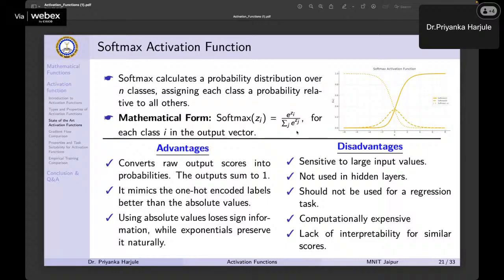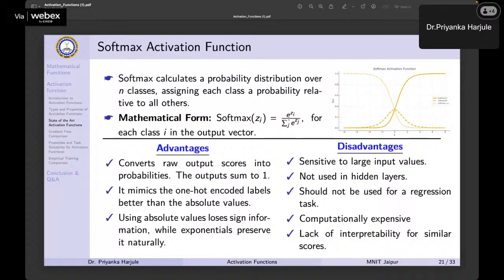The large digits can lead to near zero probability for others. Its strategy is expensive, involving exponentials and summation. That is why it is poor for close class scores, because it is hard to interpret when the probabilities are similar. Basically, the softmax function is like a voting system.